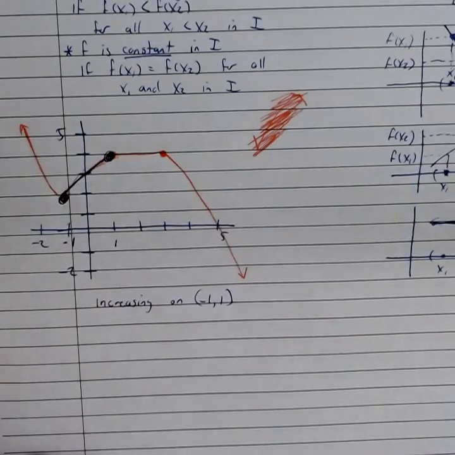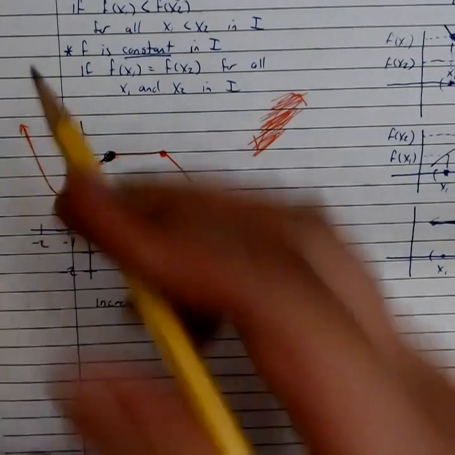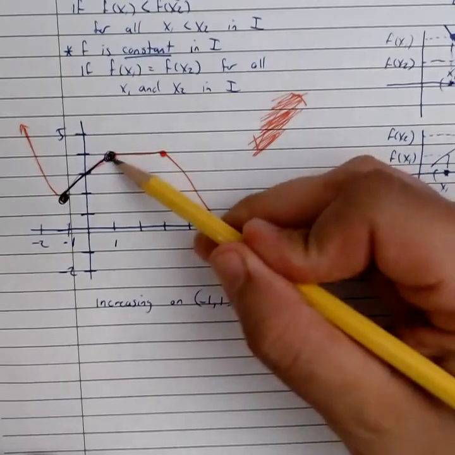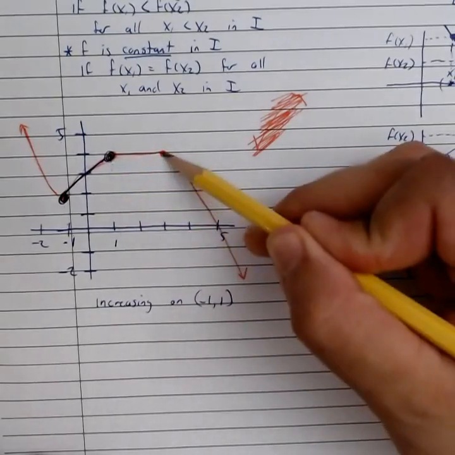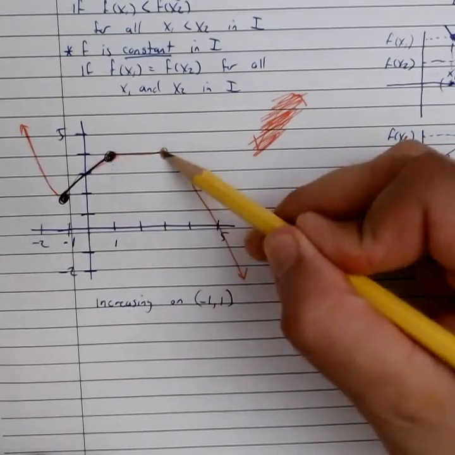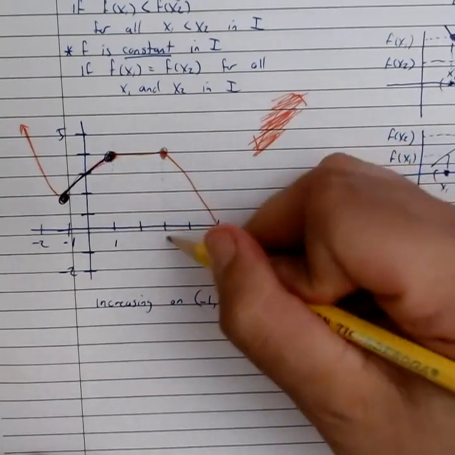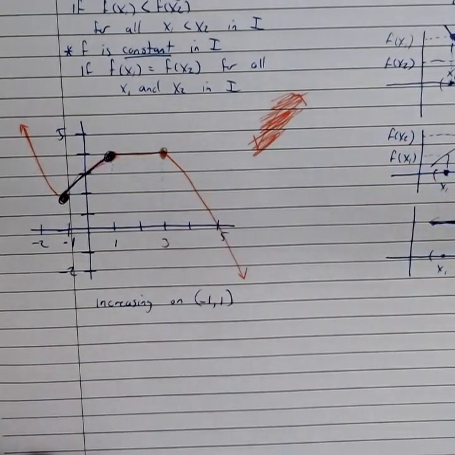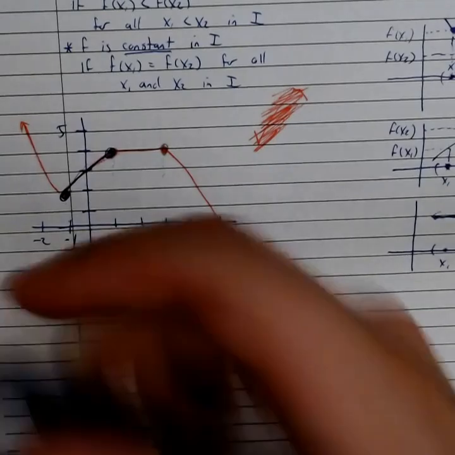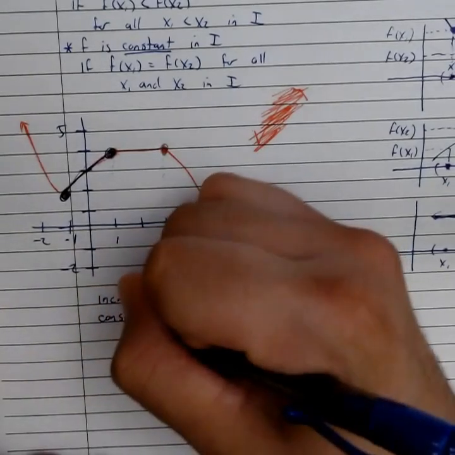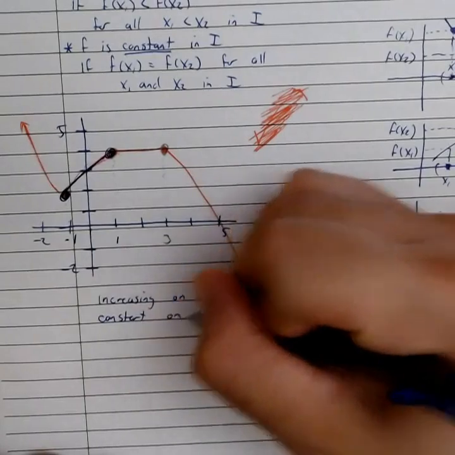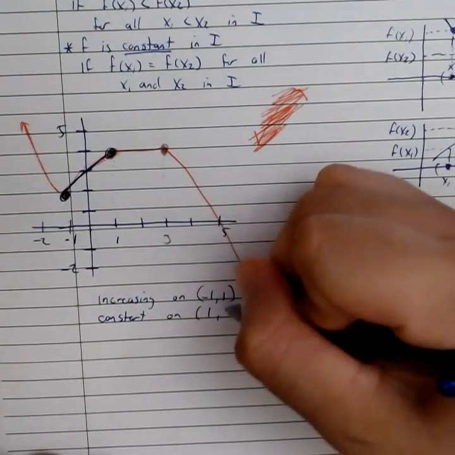Now what about constant? Well, again, it's constant between here and here. So what's the x value? Well, that's 1. And it continues to be constant until we get to this point, and the x value here is the number 3. So here my function will be constant on the interval from 1 up to 3.